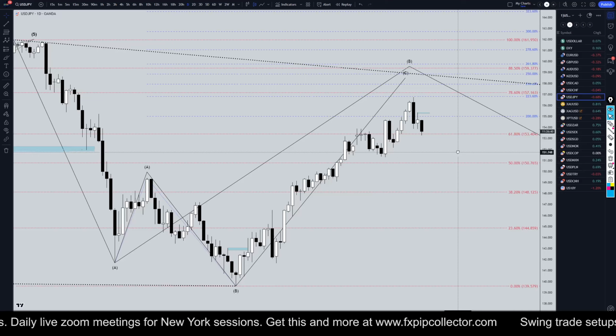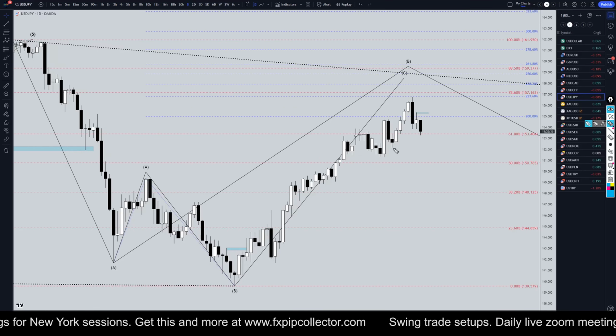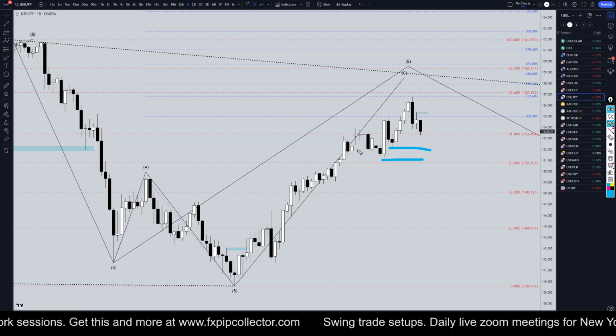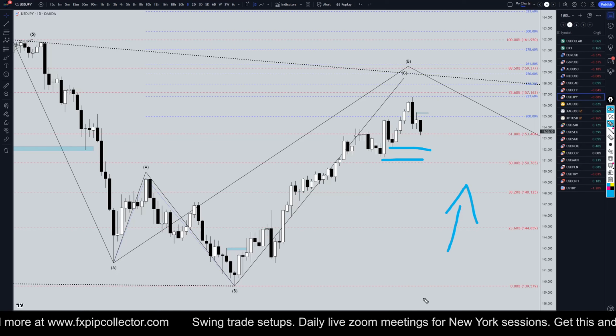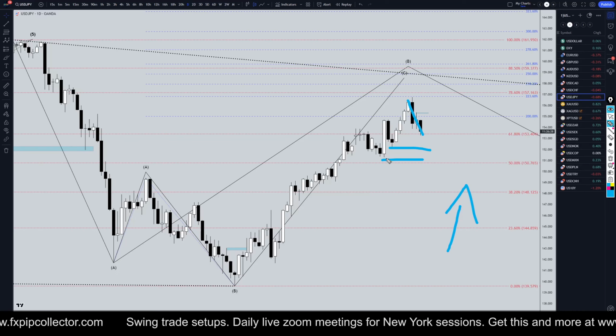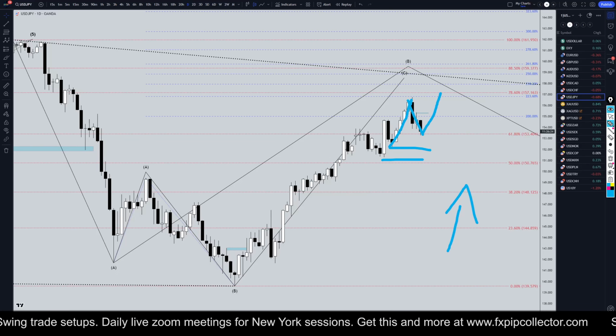Going down to the daily time frame, we've had some pretty strong moves to the downside on the daily, but we do not have any breaks of structure. We do not have any lower highs. Technically, the daily is definitely still in an uptrend, which means that this move down could be a correction to this move up, and it easily could continue the uptrend.